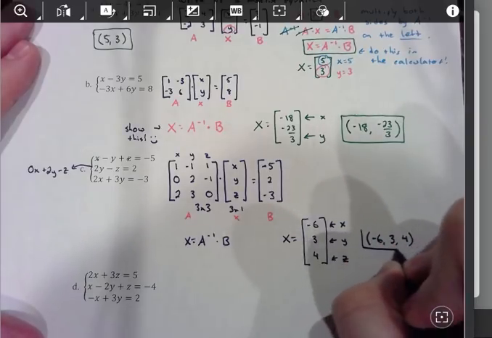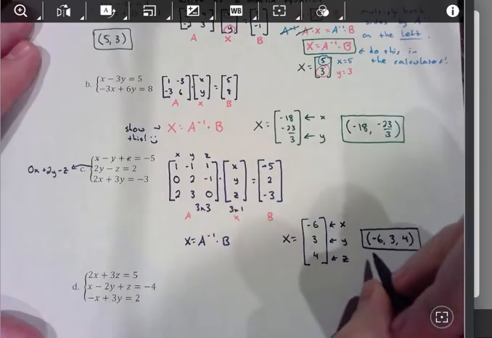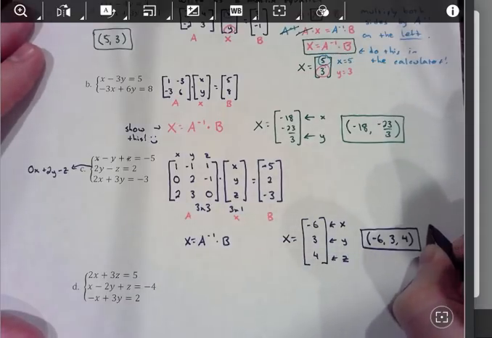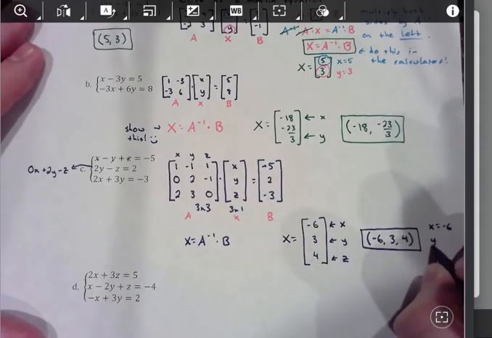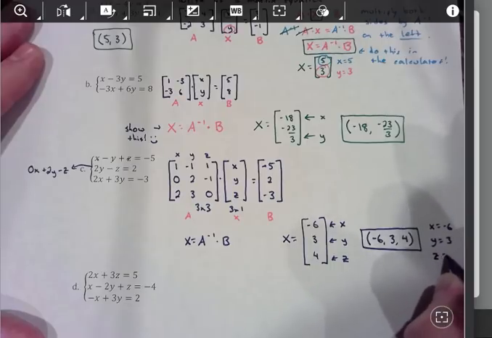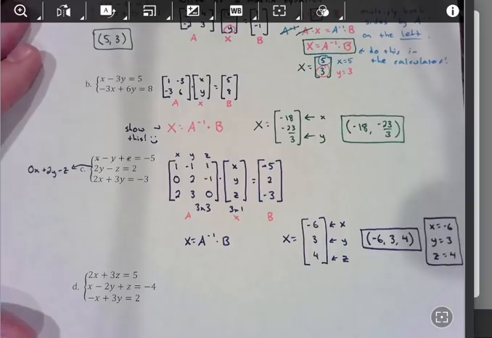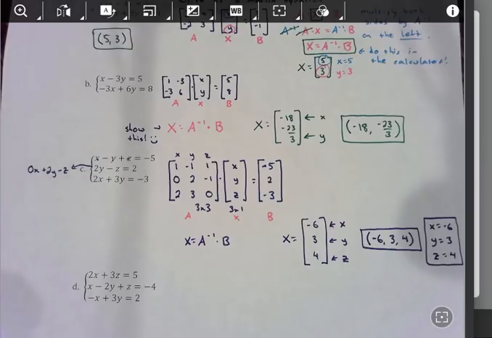You can write it like that, or if you want, I'm also happy with it if you write X equals negative 6, Y equals 3, Z equals 4. Just take it out of the matrix and put it out like that. All right, and there we go. That's all there is to it.